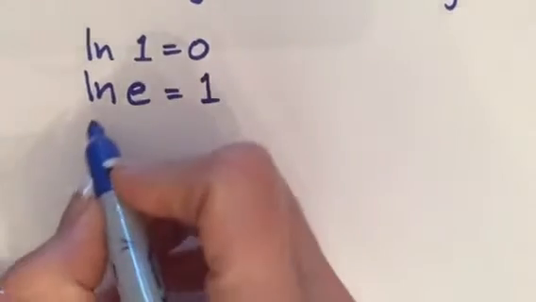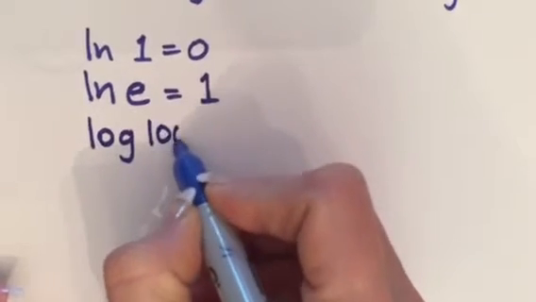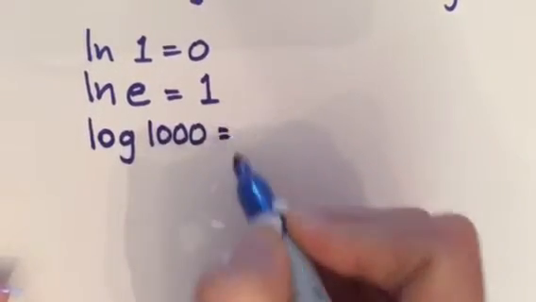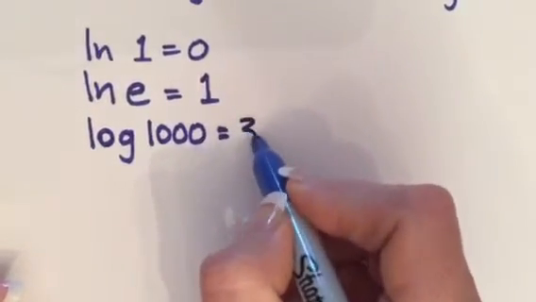What about log of 1,000? Remember that when the base is missing, it's the same as having a base of 10. So this is log base 10 of 1,000, or what power of 10 is 1,000? And of course, the answer to that is 3.